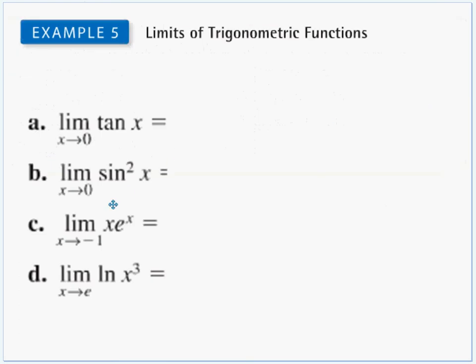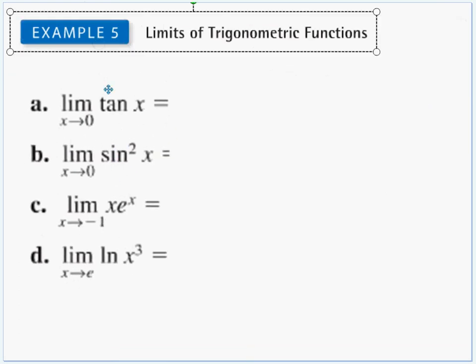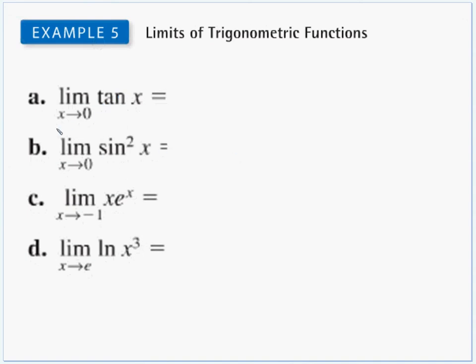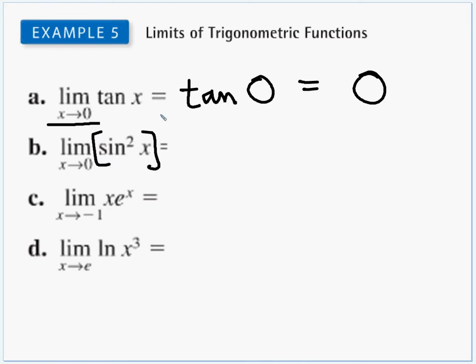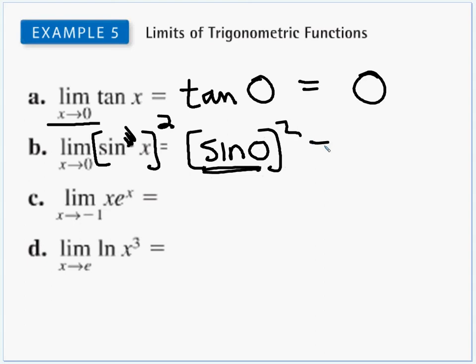Ooh, here we go. Let's see if we remember some of the stuff from our unit circles. So our limit, x is approaching 0 of tan x, so that becomes the tangent of 0. What is the tangent at 0? 0. Remember, for sine squared of x, you could think about that as the sine of x, that quantity squared, move the squared out. So we plug in the 0. That's going to become the sine of 0, quantity squared. Sine of 0 is 0. 0 squared is still equal to 0.